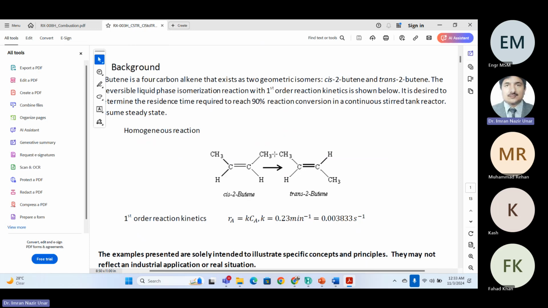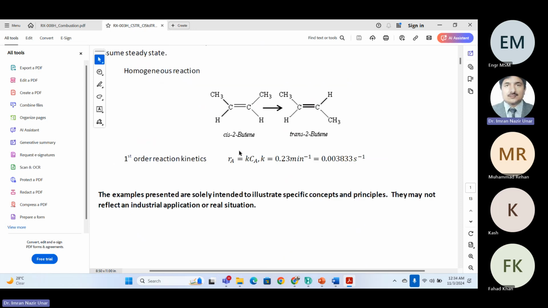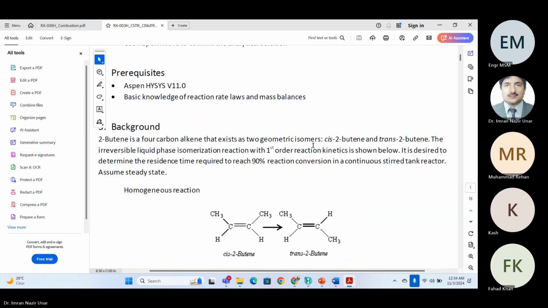So what is the difference? The difference is that only the bond shifting of the methyl group is there. The methyl is going upside. Structural differences are there. So this is first order kinetics, and it is also telling us the reaction rate, that it is this much, and then after that.